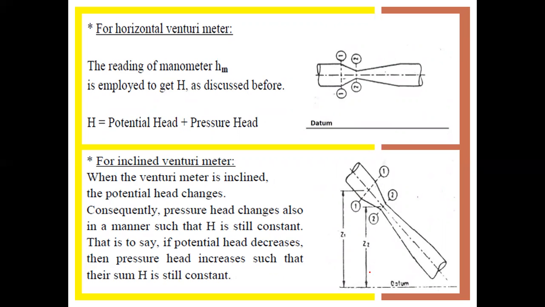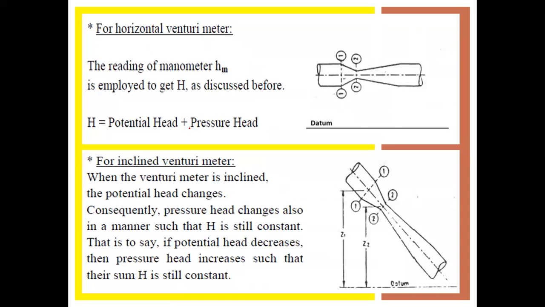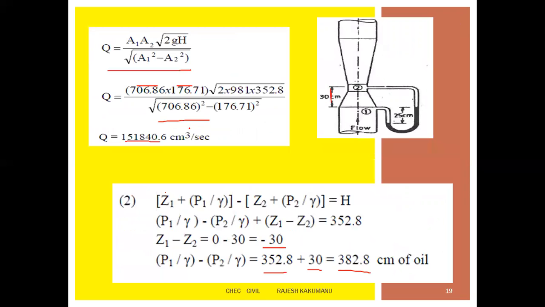Now, so till now we have discussed the horizontal type. The next one is the inclined type, and the next one is the vertical venturimeter, right? I hope you're understanding the concepts, right?